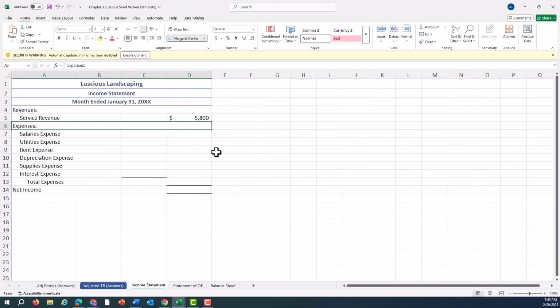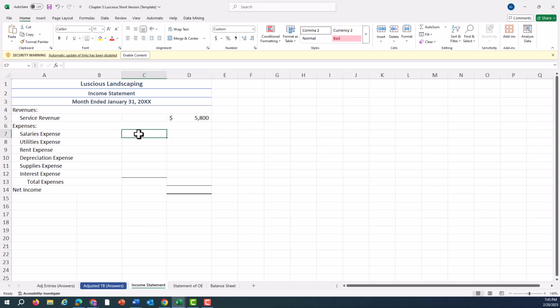If I did have other revenues, if I had interest revenue or rent revenue, there were like 3-4 different things, I would have put the individual amounts in the left column, and then the total revenues in the right column. But since we only have one, we're just going to shortcut it and put service revenue in the right column.